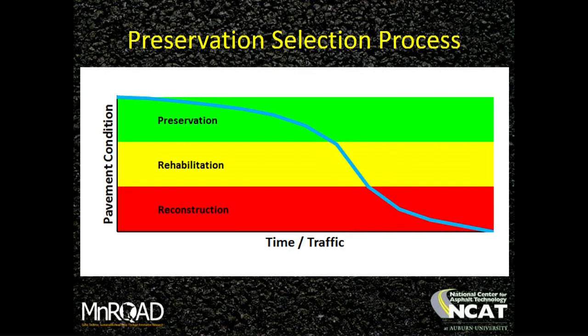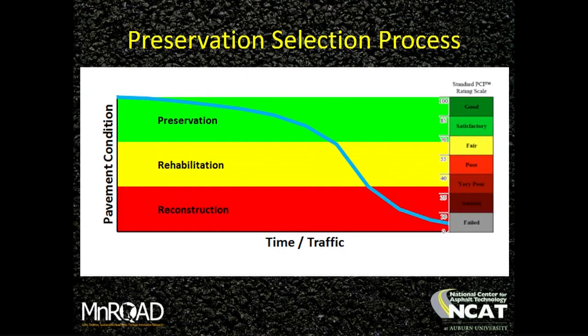If you think about this theoretical pavement condition curve, where the pavement is in really good shape when you first build it, and then it deteriorates over time, when we can do things to it while the curve is relatively flat, we call that preservation. And then when it starts to deteriorate rapidly, we have to do rehabilitation work. And then finally, down at the bottom of the curve, you have to rebuild. That's reconstruction or deep rehabilitation.